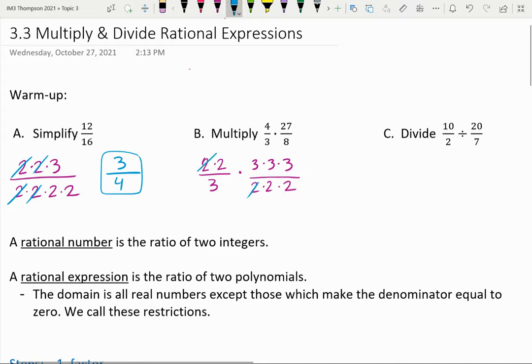2 cancels with 2. 2 cancels with 2. And a 3 cancels with 3. Which leaves me with 3 times 3 on top, so 9, and then a 2 on the bottom.